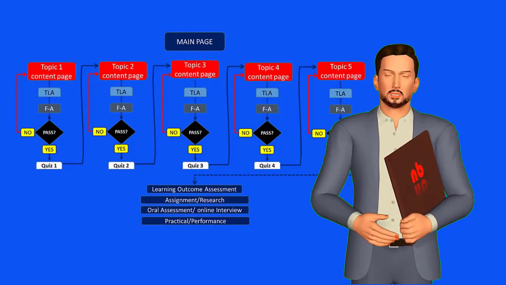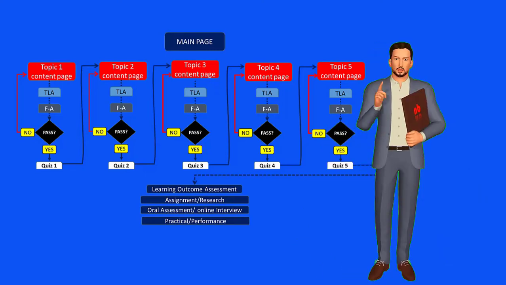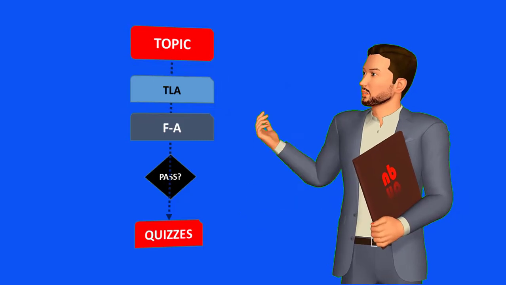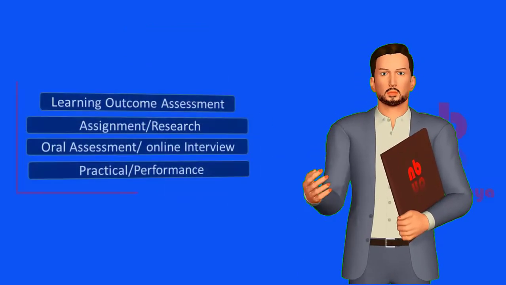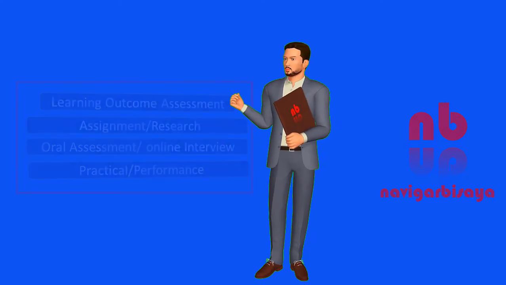The lesson plan block. This is the schematic diagram of your entire lesson. It contains the following pages: topics, teaching and learning activities, formative assessments, and quizzes. There are also several end-of-module activities and summative assessments.